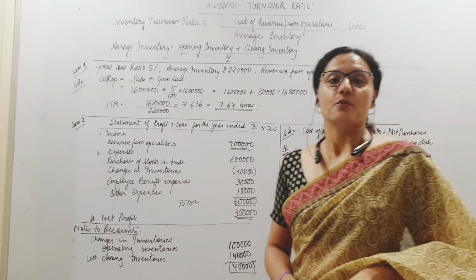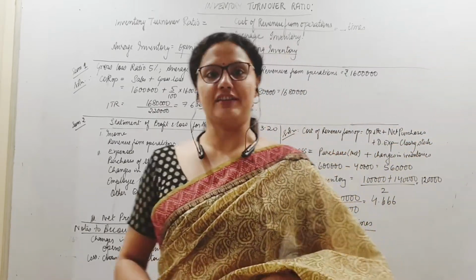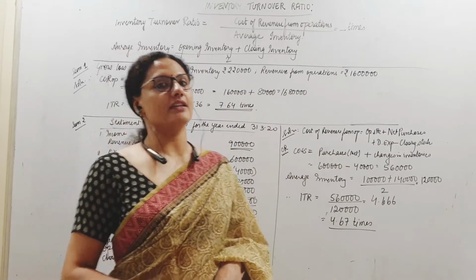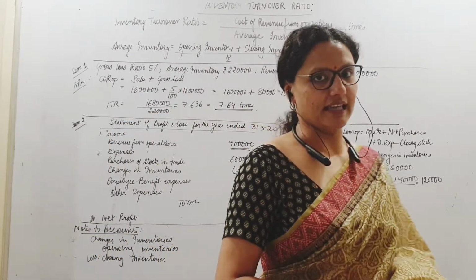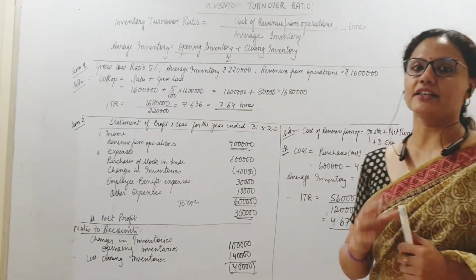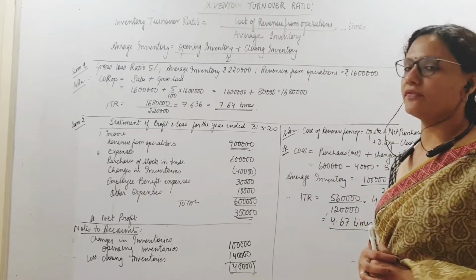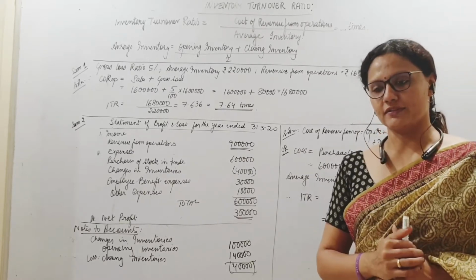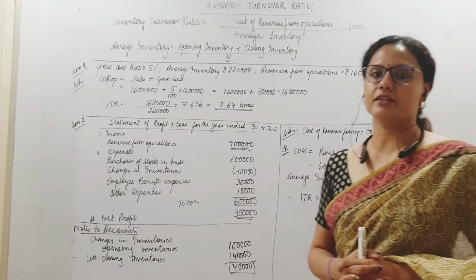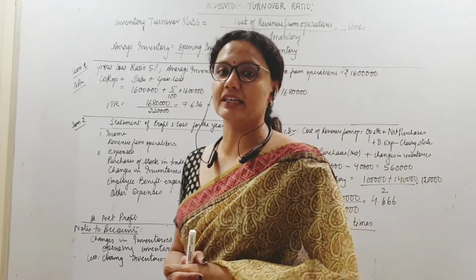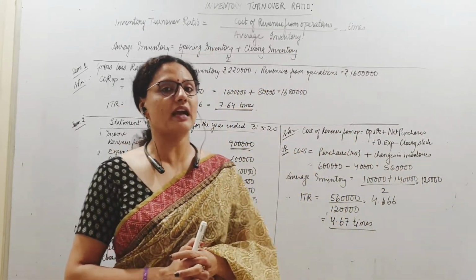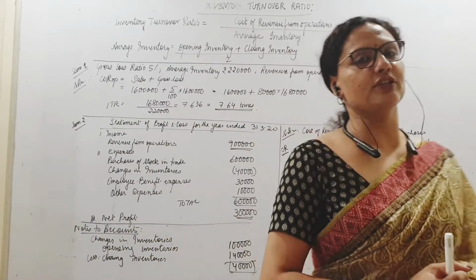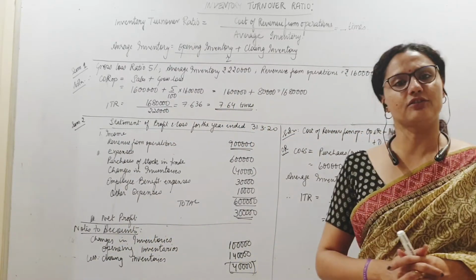You're doing good. Welcome back to one more video on ratio analysis. We are doing the activity ratios, the third category of ratios. In that, we have already completed three ratios: the trade receivables turnover ratio, trade payables turnover ratio, and working capital turnover ratio. The fourth one we are now going to do is the inventory turnover ratio.